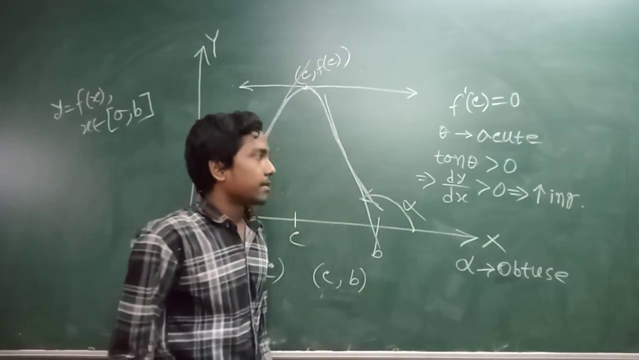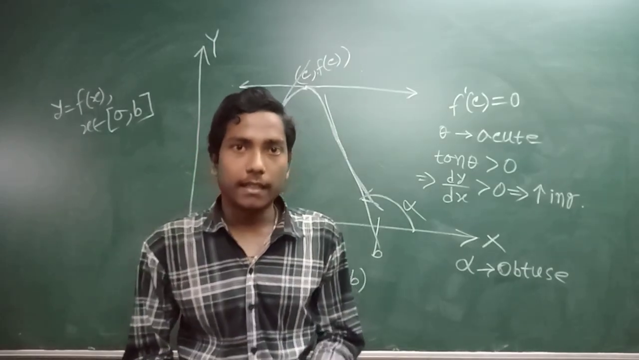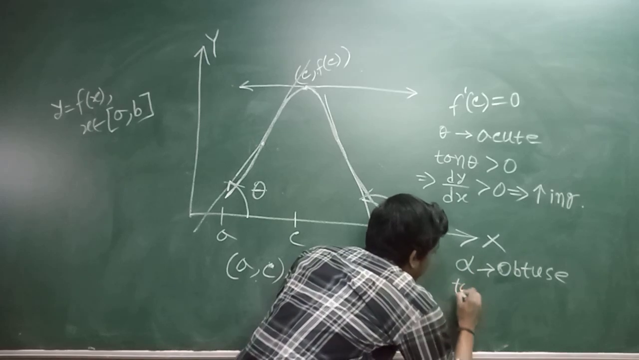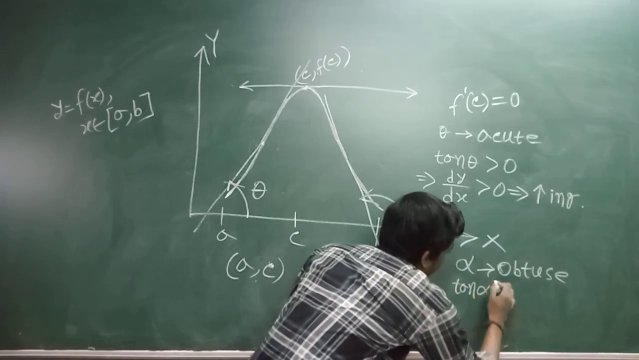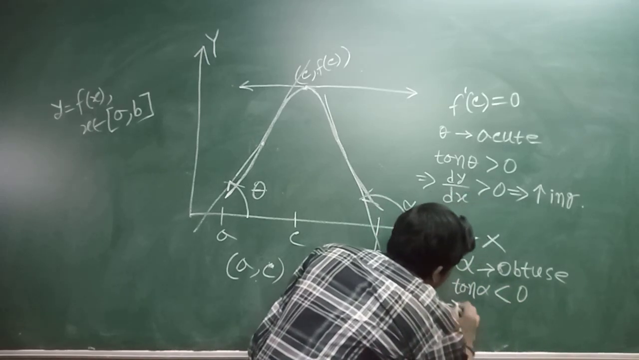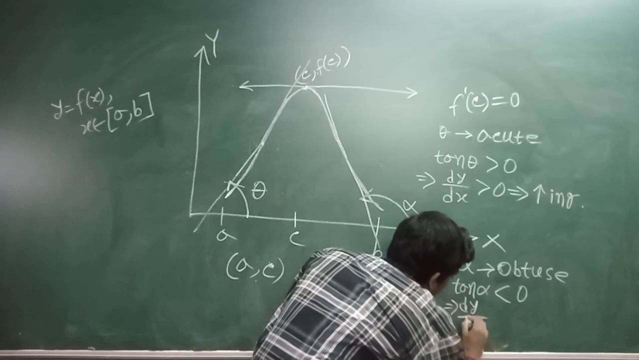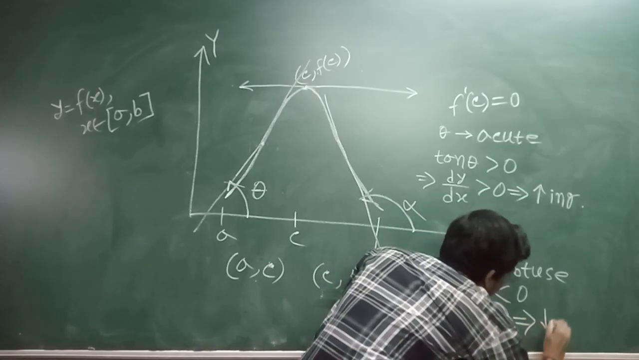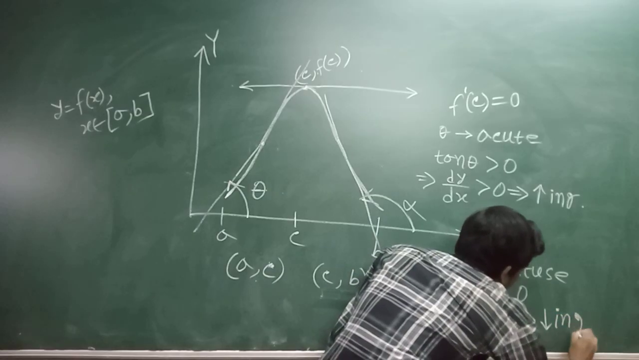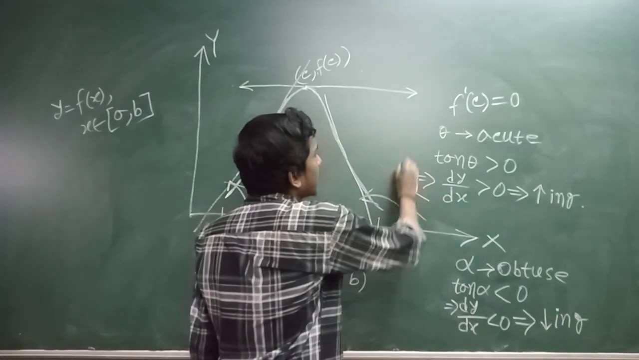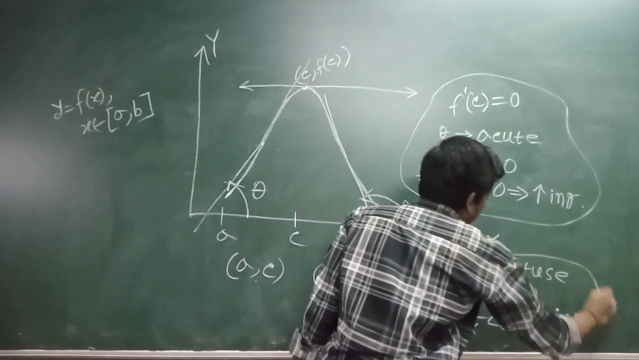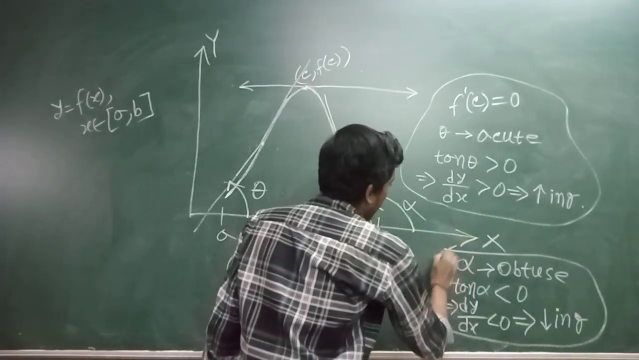And we know that the tangent of an obtuse angle is always negative, right? So tan alpha is negative. Thus dy by dx is negative, so the function is decreasing in nature. These are the concepts which we use to solve the question. This is the concept of monotonicity.